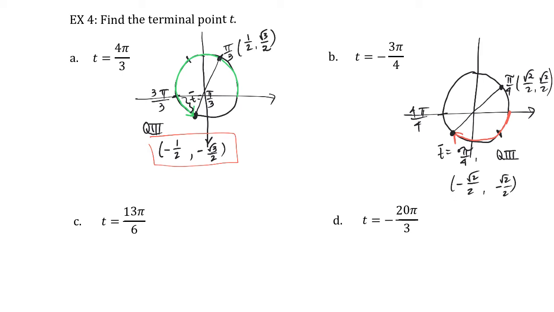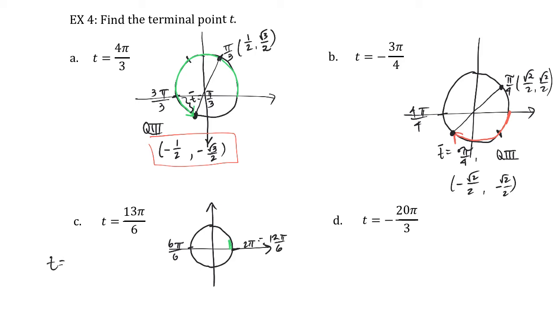Okay, let's try another one. So 13 pi over 6. Okay, we're counting in sixths. It's positive, so I'm going counterclockwise. If I went here, this is pi, counting in 6, it'd be 6 pi over 6. Here, this is 2 pi, counting in 6, that's the same as 12 pi over 6.